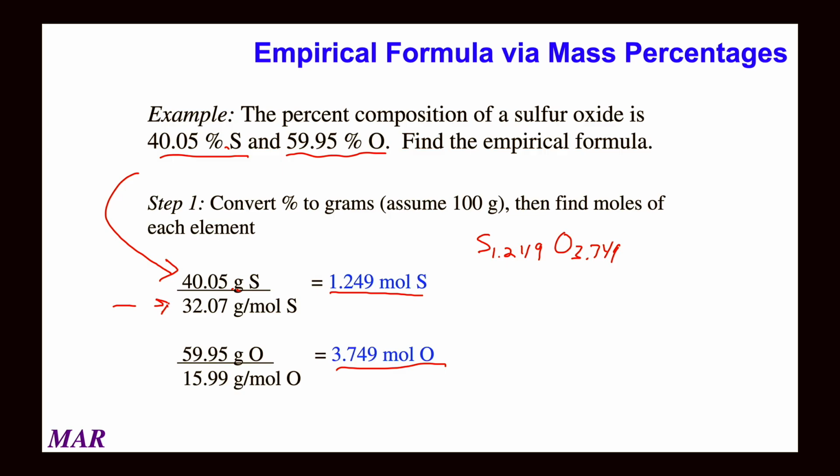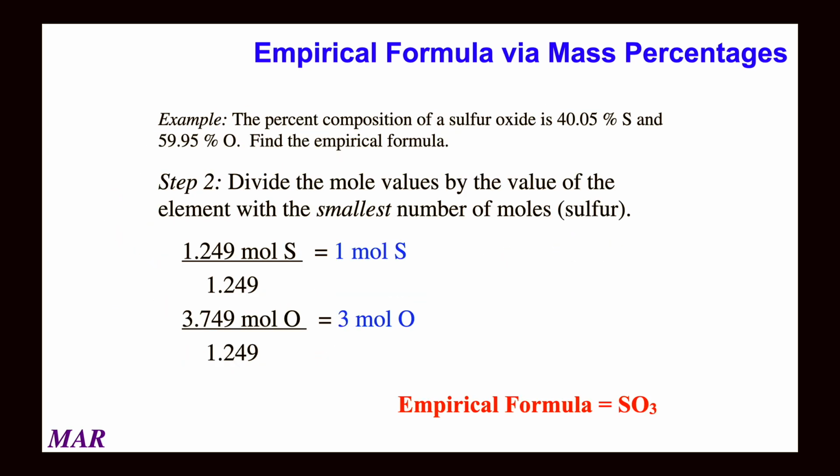There's no S 1.249, 3.749. That's really, really ugly. So we need to clean the formula up, and that's where dividing both of those moles by the smaller number comes in really handy. So 1.249 was smaller than 3.749, so we're going to divide both of the moles by the smaller one.